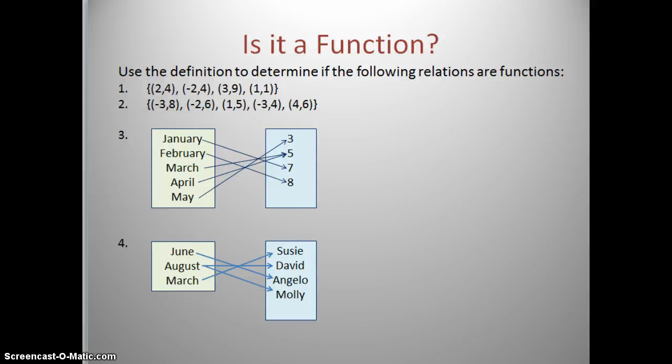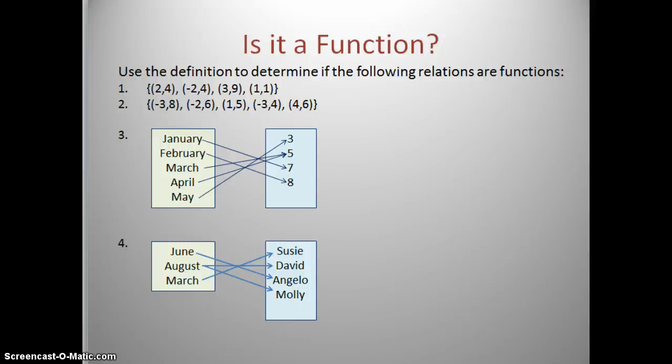Example number 2, if you look at the x values, we have -3, -2, 1, -3, and 4. Now we have 2 ordered pairs that have the same x value of -3. These ordered pairs have different y values. So this violates the definition of a function, which means it is a relation, but it is not a function.